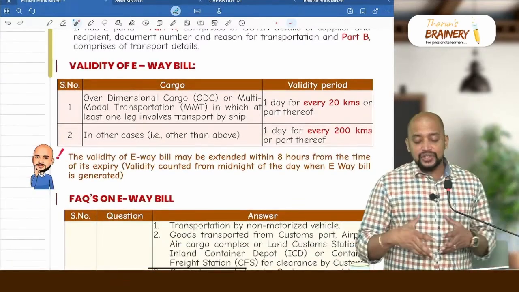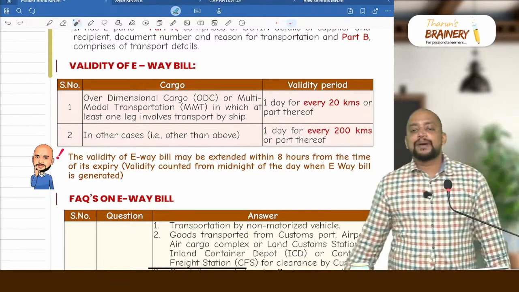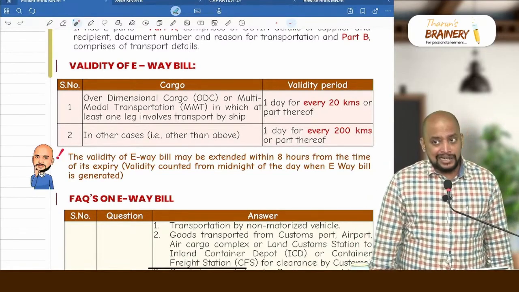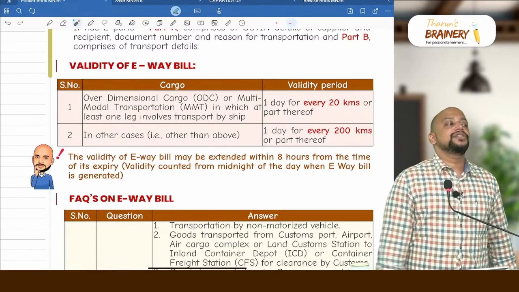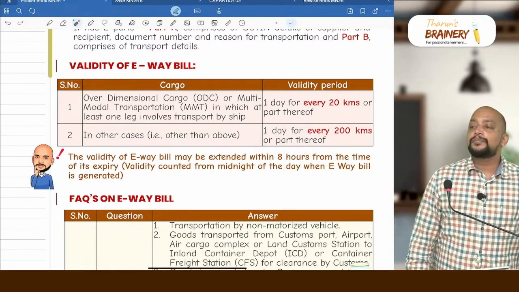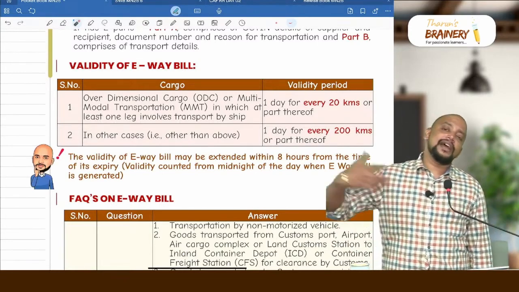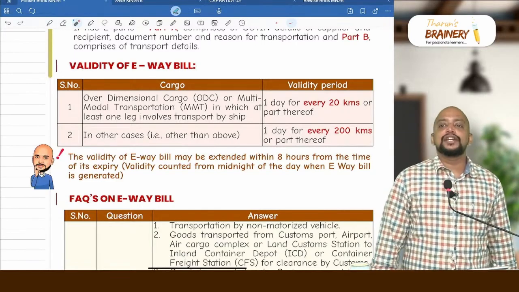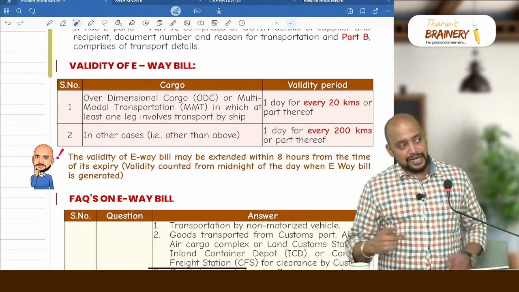Once an e-way bill is generated, when is it called e-way bill generated? If both Part A and Part B are updated in the e-way bill, then only it will be called e-way bill generated. Once the e-way bill is generated, it will have a validity depending upon the distance that is being covered. Suppose it is 480 kilometers, and it is other than over dimensional cargo or other than multimode transportation, then we need to see 1 day for every 200 kilometers or part thereof.